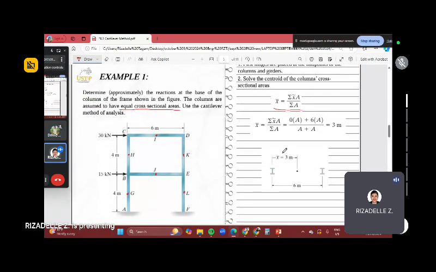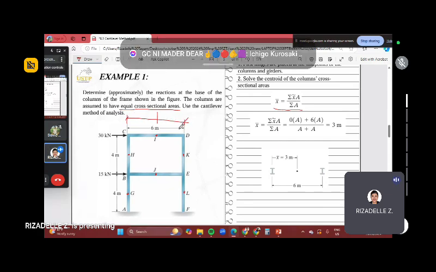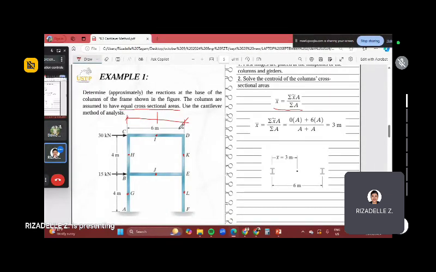Now, a question, ma'am. Is the value of the centroid center to center of our beam? Can't I just divide the distance of the beam by 2? Because I still get 3 as the answer. For example, if the given distance is 10 meters, can't I just say the centroid is 5 meters by dividing by 2?